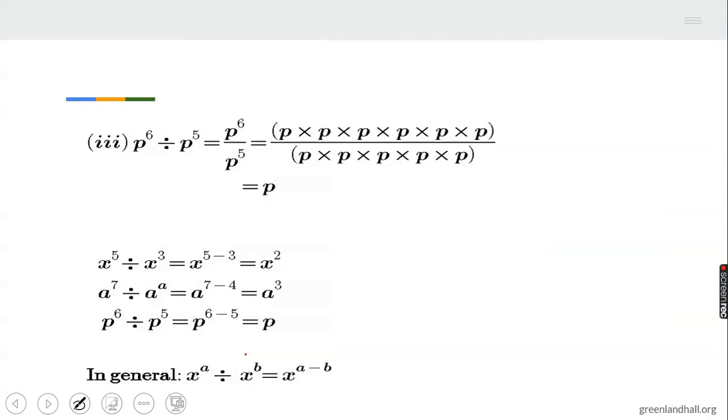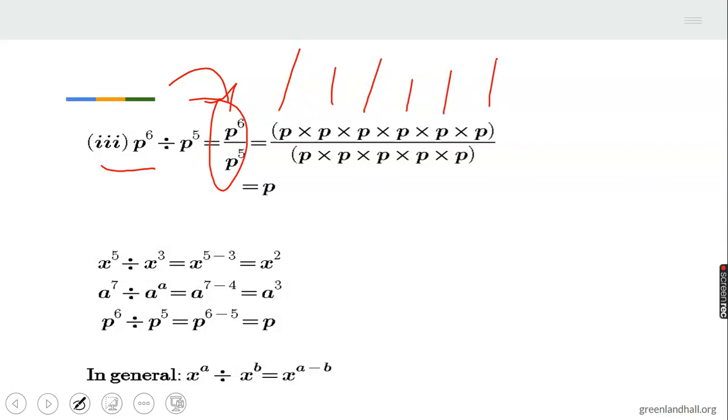Now, the last one is p raised to power 6 divided by p raised to power 5. Look at it here. This is another way of writing it. Now, you use the expansion method: p times p times p times p times p times p. And at the bottom, we have p to the power of 5. By the time we cancel out, our answer will be what? p. What you have left is your answer.